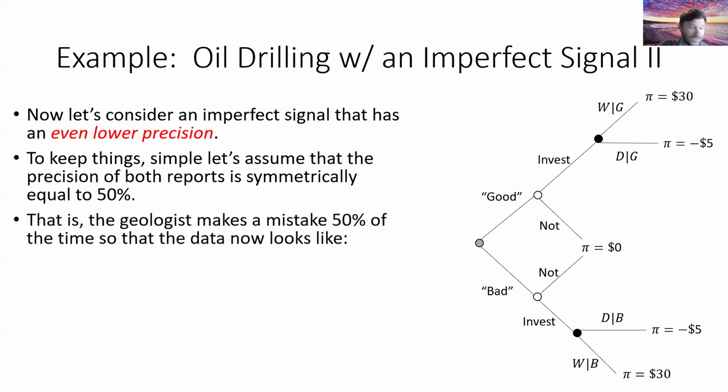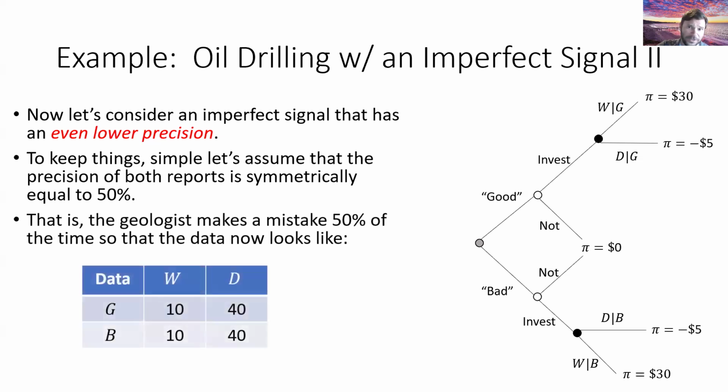So now, again, we still have 20 wet wells and 80 dry wells, right? 20 successful sites, 80 failure sites. But the geologist makes significantly more errors. He gets half of each of them wrong, right? 10 false negatives, 40 false positives.